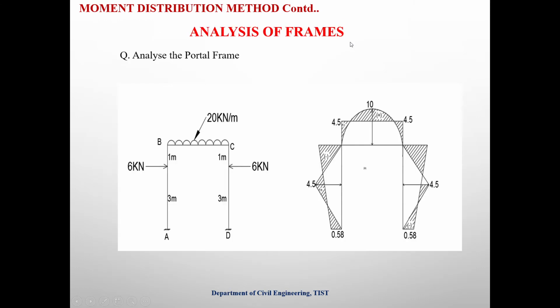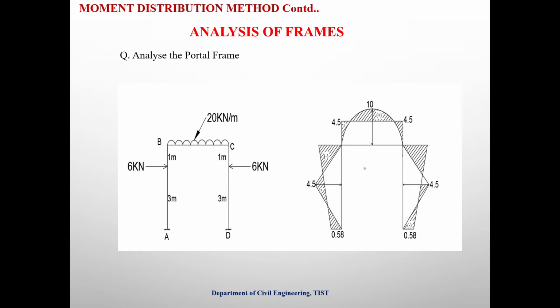The next is to find out the distribution factor. We have to find out the distribution factor for the joint B as well as joint C. When you consider joint B, there are two members BA and BC. When you consider the joint C, there are two members CB and CD.